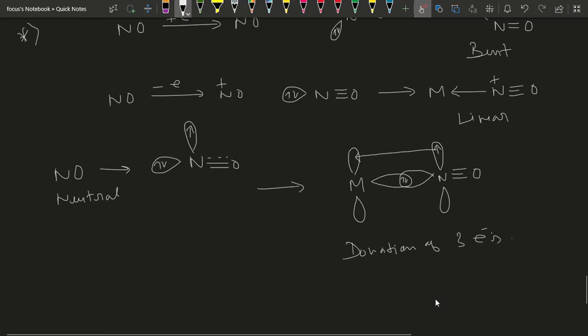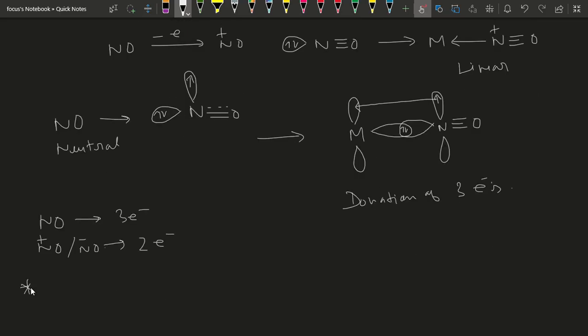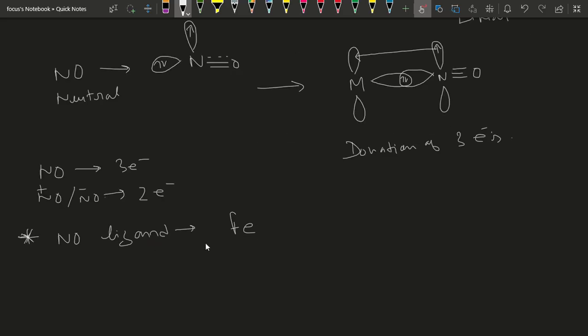So in summary, we can conclude that when the NO is neutral, then it will donate 3 electrons, and when the NO is positively or negatively charged, then it will donate 2 electrons to the metal ion. Another important point is that when both paired and unpaired electrons are present, then it will always donate the unpaired electron. When NO is present in iron complexes, it will always be as NO+. Always remember.